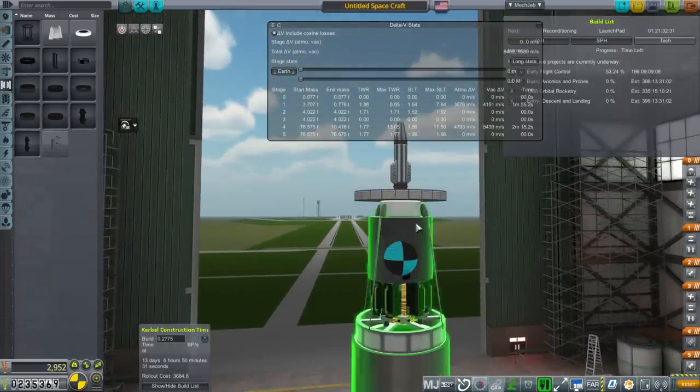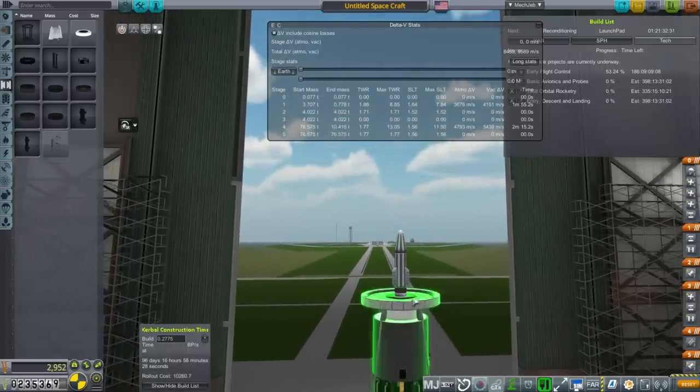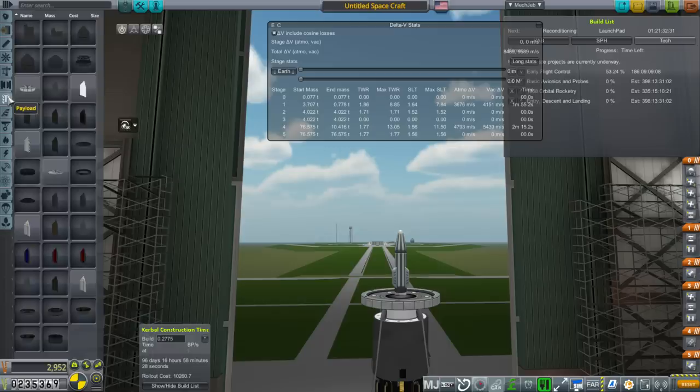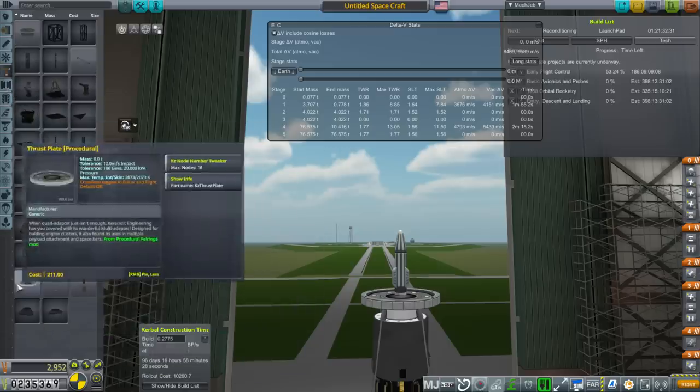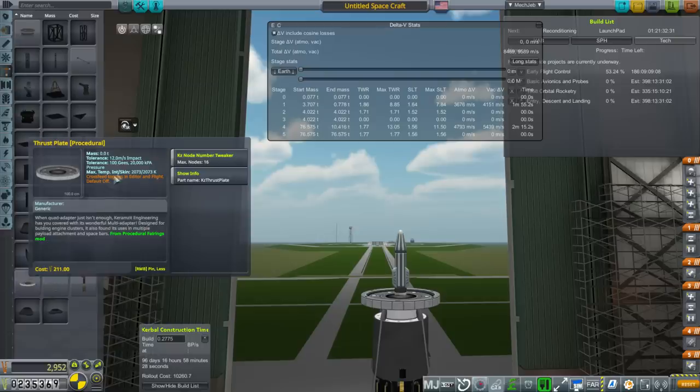We're going to use this bus and everything. But here we have a thrust plate multi-adapter. And the reason we have a thrust plate multi-adapter is, of course, because it has a reasonably high heat tolerance. You can see max temp internal 2073, skin temp 2073.